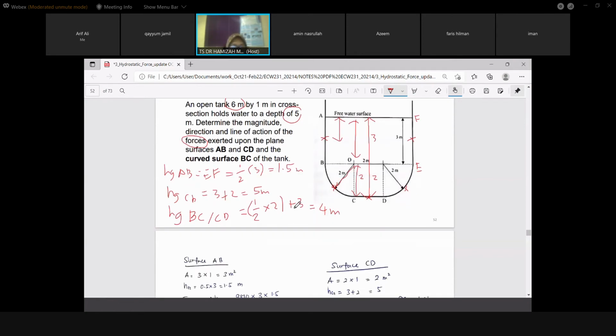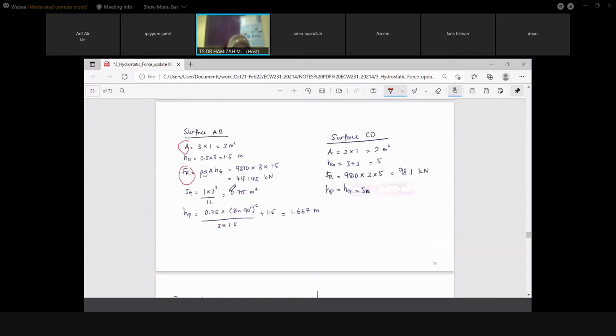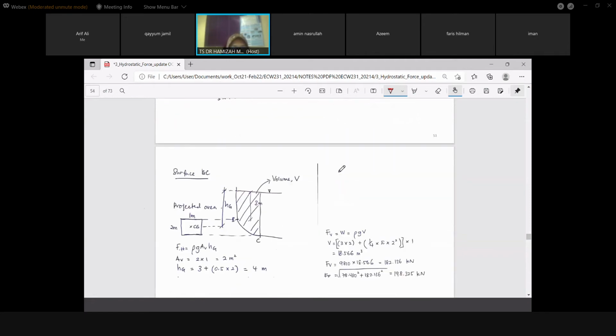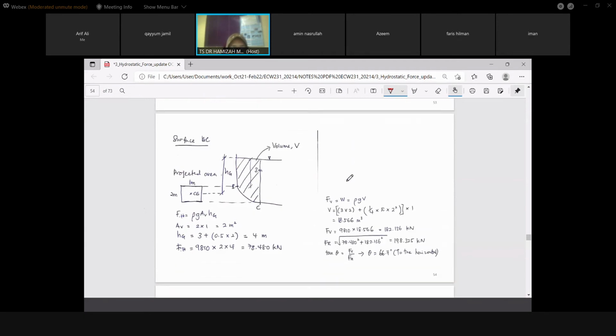Okay, so after getting the CG, you can find the area and also the forces. Lepas dapat forces, boleh tahu location of the force. We use the formula for HP. You can go through this one from the video later, ataupun boleh baca atau try to calculate using the formula. What I need to stress here adalah how to calculate the curve, sebab kita dah belajar plane on previous class. So, let's focus on the curve today.